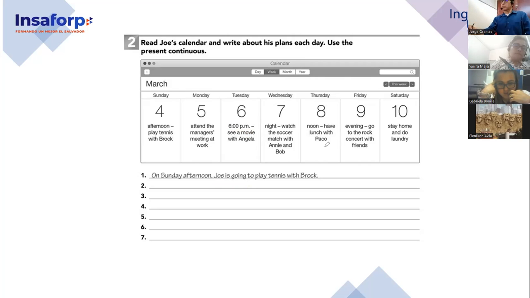Joy is going to. Is going to. ¿Y qué información vamos a agregar? Aquí está. Joy is going to see a movie with Angela. Very good job. On Tuesday afternoon, Joy is going to see a movie with Angela. Okay, very good job. Next one.